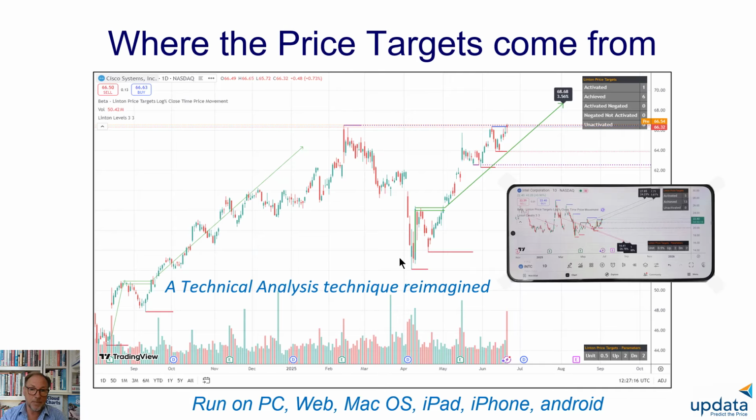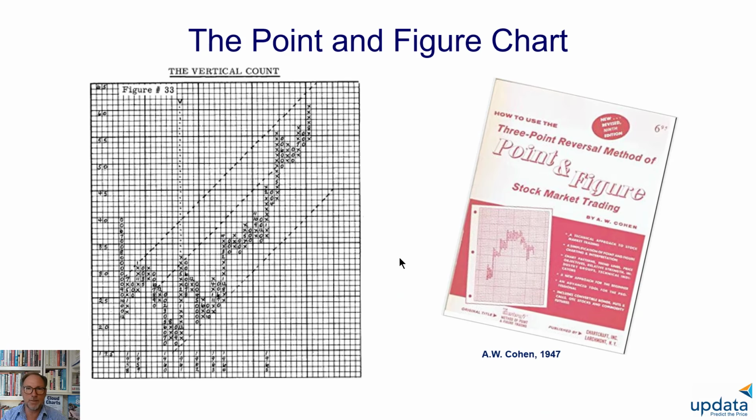So basically, it's a technical analysis technique that was really invented in the 1940s, but it's been reimagined, and it comes from the point and figure technique. Now, anyone who has been doing technical analysis for a very long time will know all about the technique. Abe Cohen, in his book in 1947, this is the book, I've got this book.